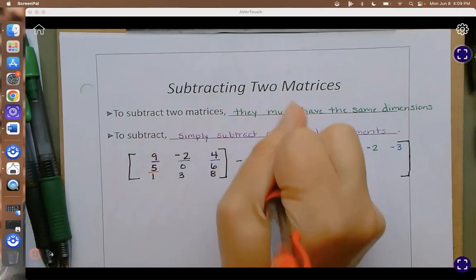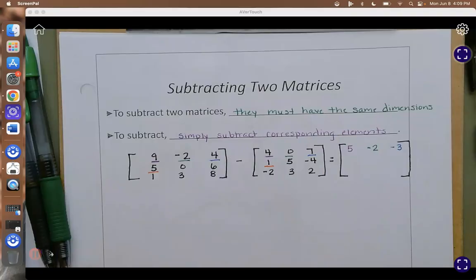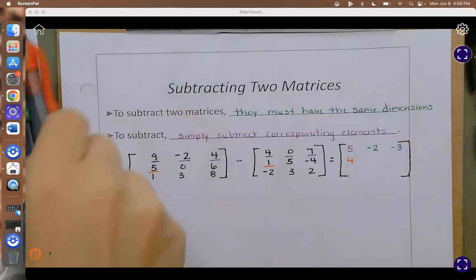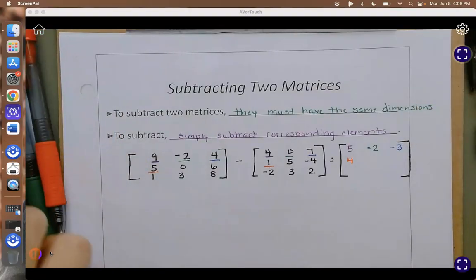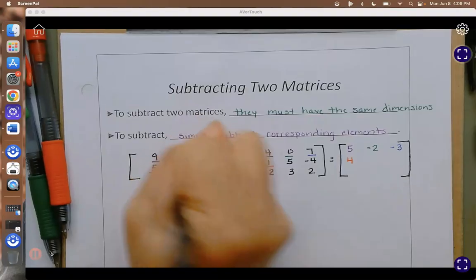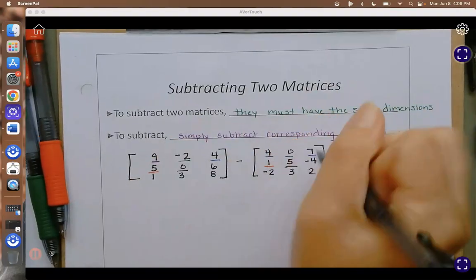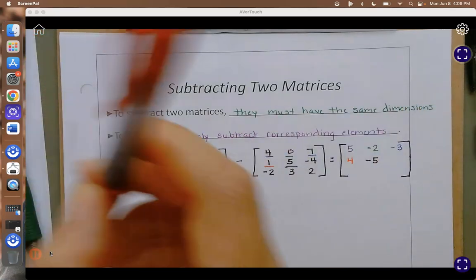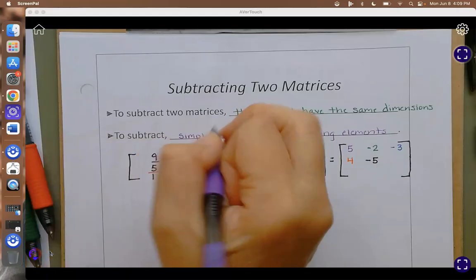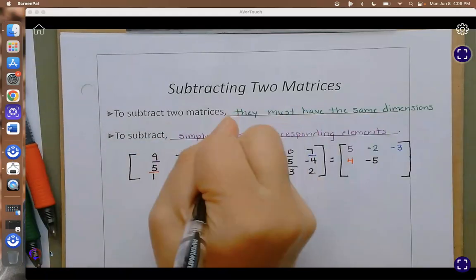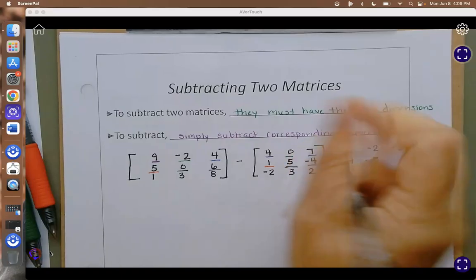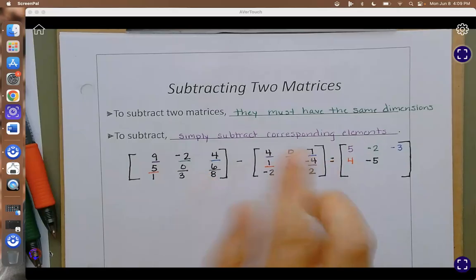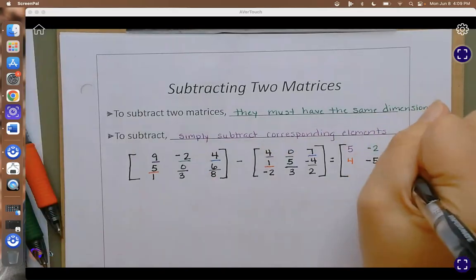A 5 and a 1. 5 minus 1 is 4. And then 0 minus 5 is -5. Then we can do, let's do this, 6 minus -4. When you have minus and minus, it becomes a plus. So 6 and 4 is 10.